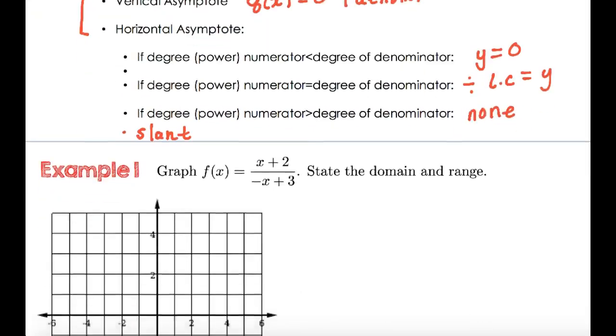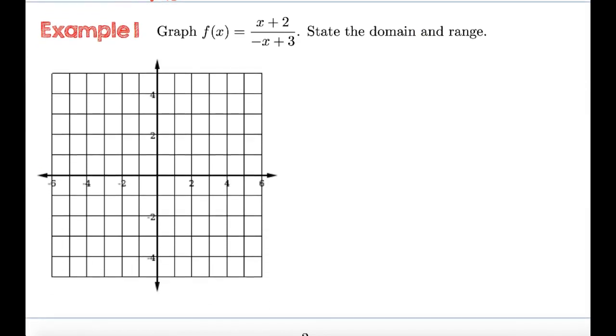Okay, so let's go ahead and look at our first example. We're going to graph the function f of x equals x plus 2 over negative x plus 3. They also want us to state the domain and the range. So let's get started. I'm going to start right away with my x-intercept.